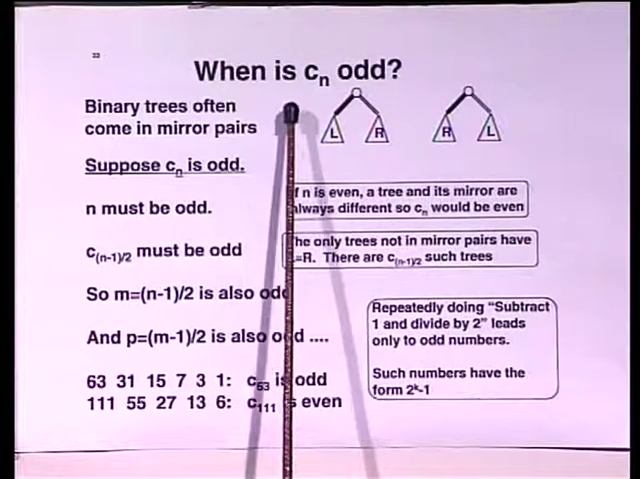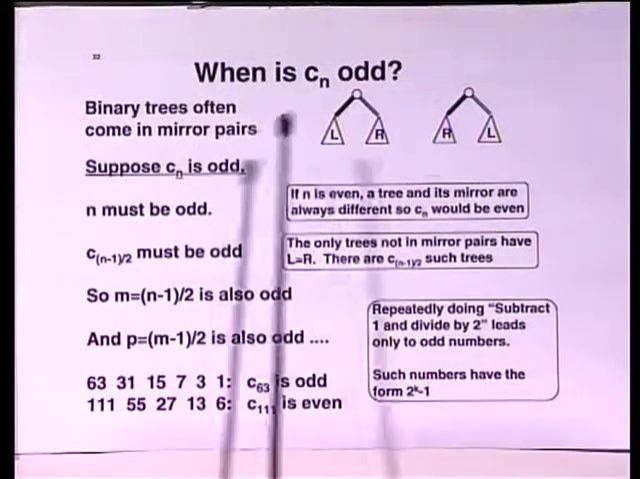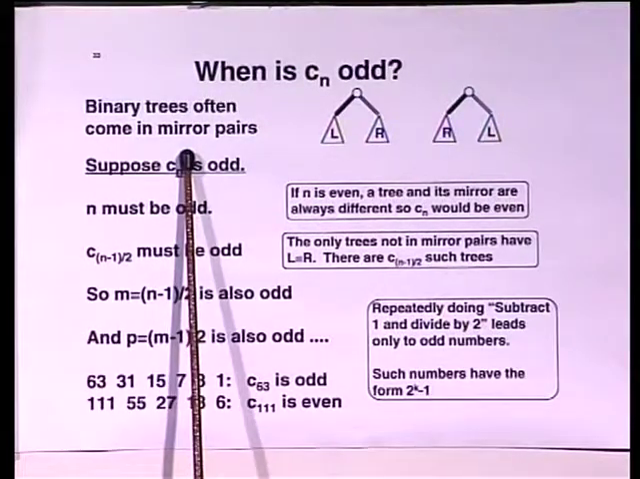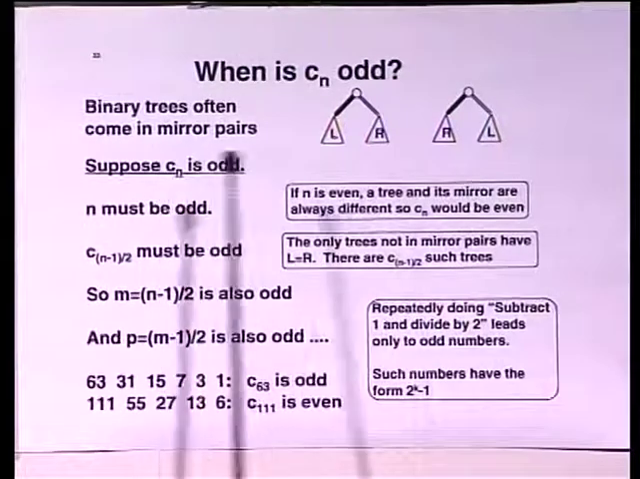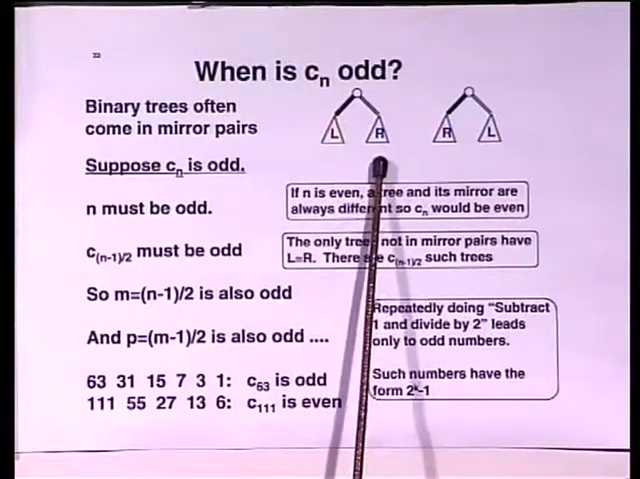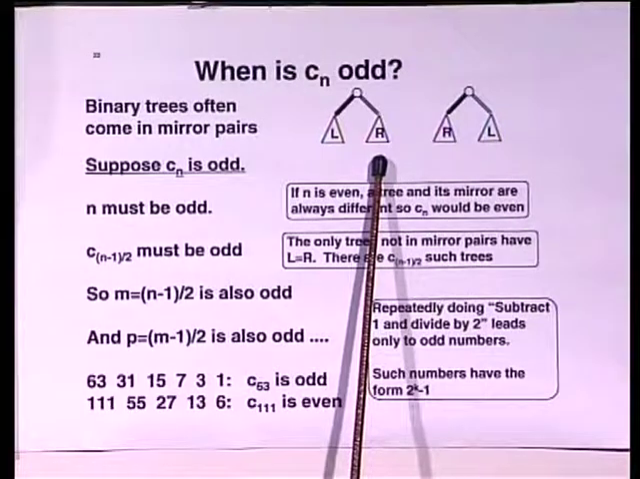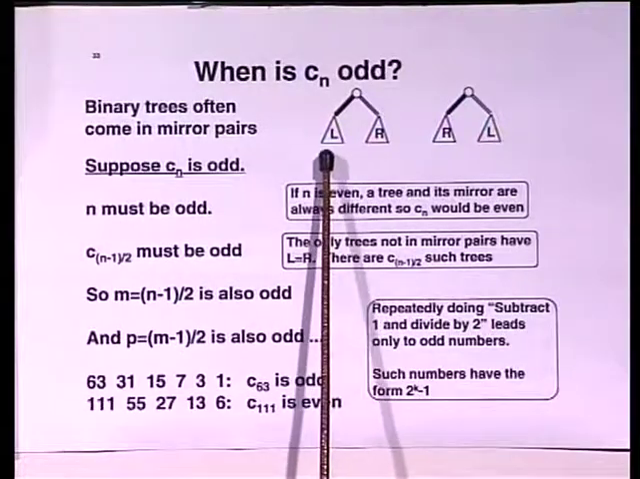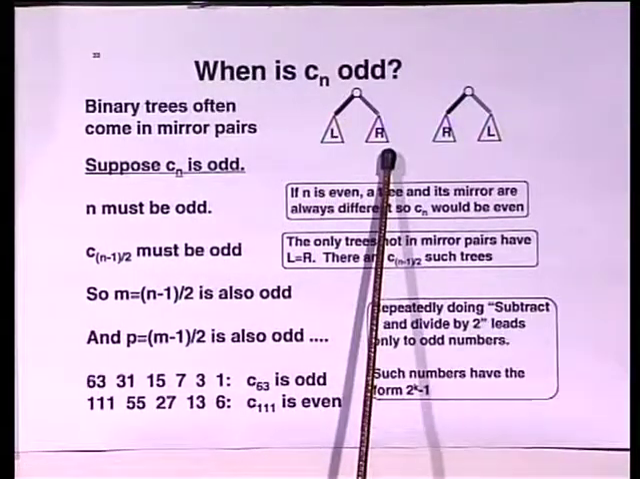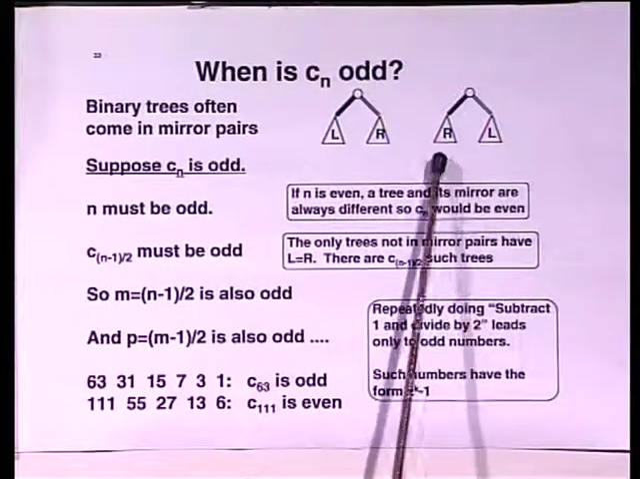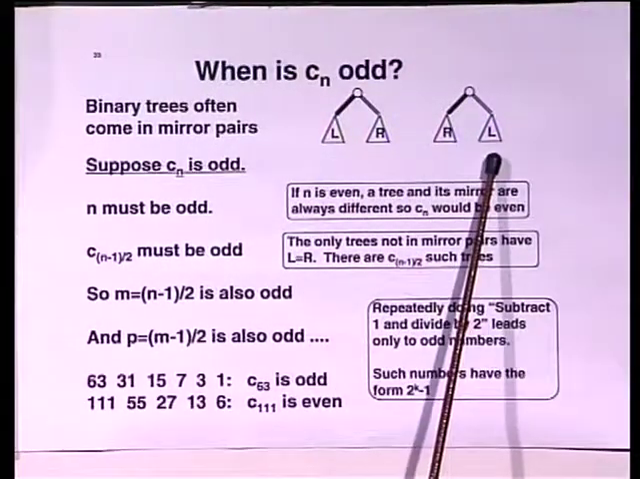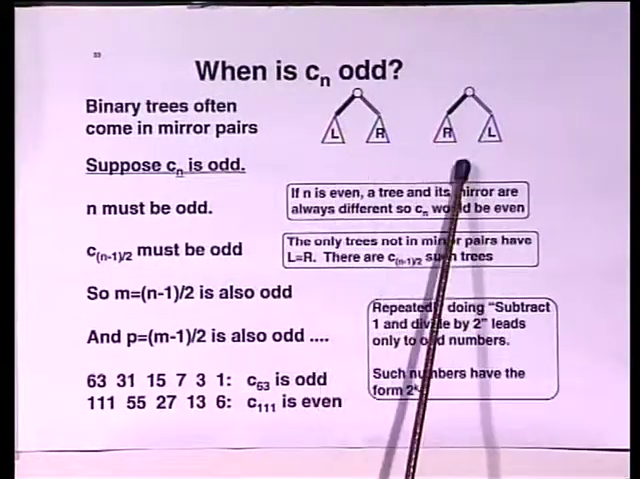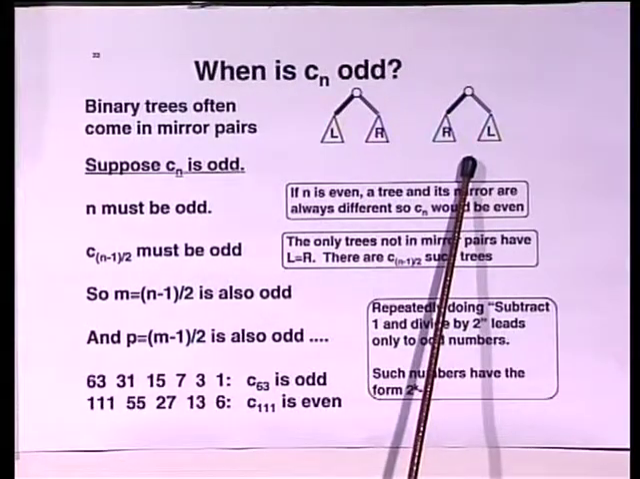So, let's go to this question: when is the Catalan number odd? And the first observation is that binary trees often come in pairs. Mirror pairs, I shall say, where if here is a binary tree, we get another related to it by just switching around the left piece and the right piece that hang from the top piece. So we get another binary tree, which will quite often be different. So that's what I mean by a mirror pair. Binary trees often come in pairs like this.